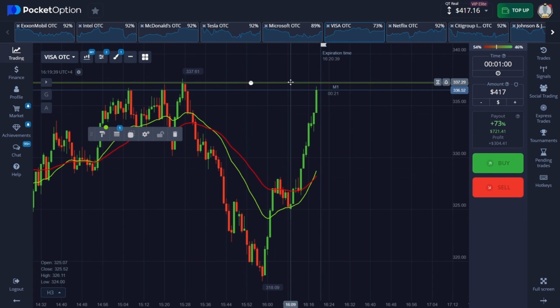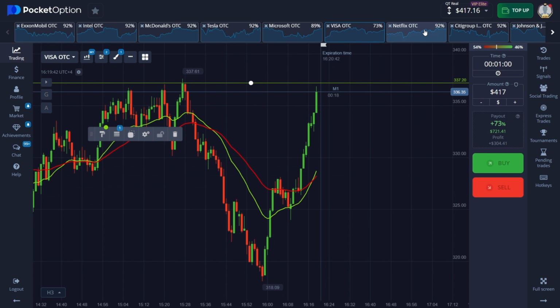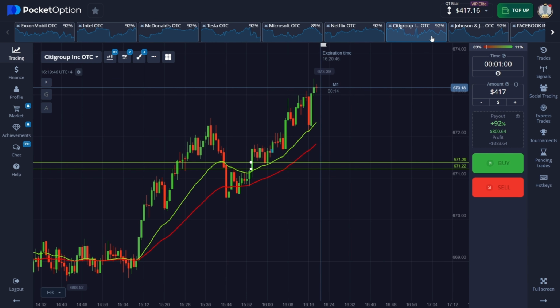Here we have a trade on Visa OTC. There's a resistance level that I identified. I'm waiting for a good entry on Visa OTC for the downside move, but I'll avoid it for now.